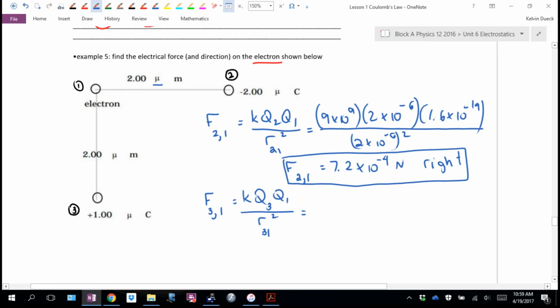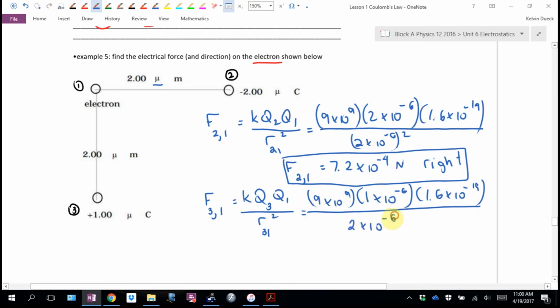What about if I want to find the force from charge 3 on that electron? It's going to be 9 times 10 to the 9th. Charge 3 looks like it's 1 microcoulomb. Charge 1, it's an electron, 1.6 times 10 to the negative 19, divided by, and this is also 2 micrometers. Don't forget the squared.